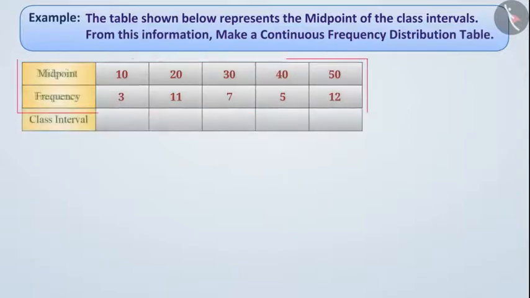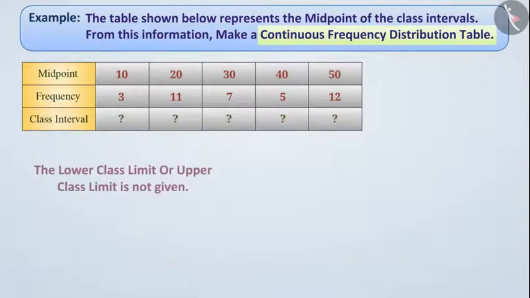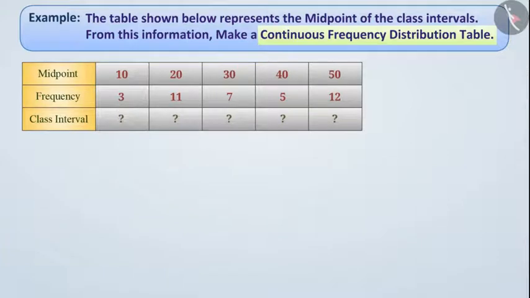The midpoints of the class intervals are shown in the given table. To make a continuous frequency distribution table, we need to find the class interval. Here, we are not given the lower class limit or upper class limit of any class interval. Can you tell how we would find the class interval in this case? Think. Let us tell. Suppose the midpoint of a class is M and the class size is h.